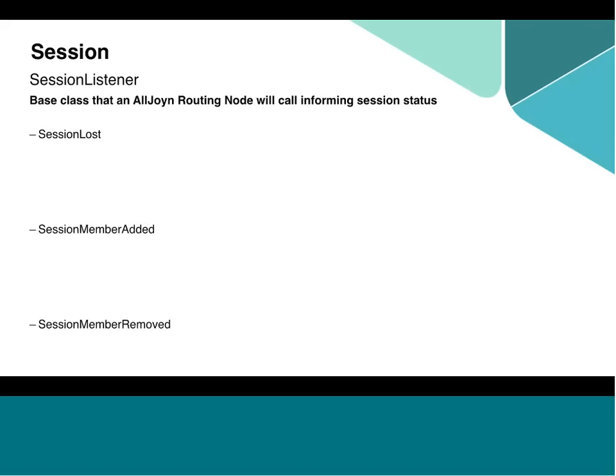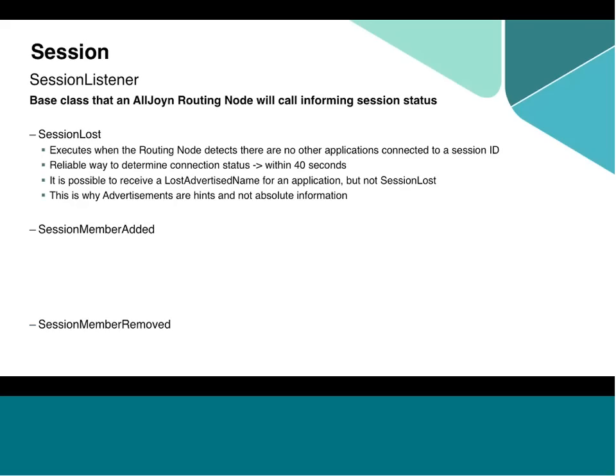What you'll want to do is be able to monitor that on both sides, both the side that created the session and the one that joined, so that you can understand when applications come and go. So in the session listener, there are the three callbacks. There's the session lost, session member added, and session member removed. And they do exactly what they mean. Session lost will let us know within 40 seconds when the TCP connection has been disconnected. The member added and removed will let us know when other devices come onto the system.